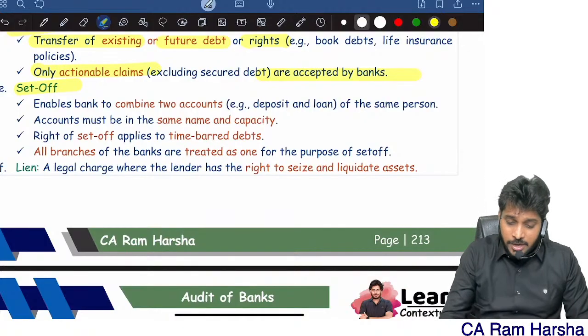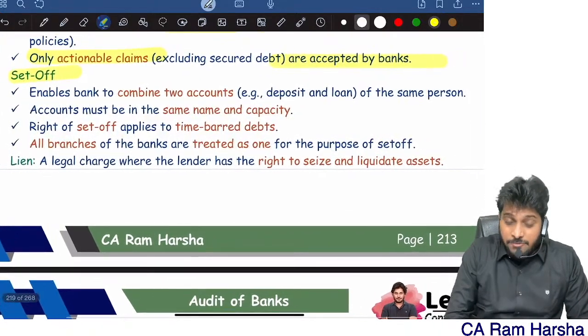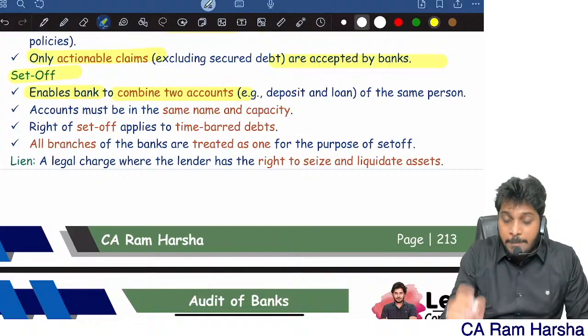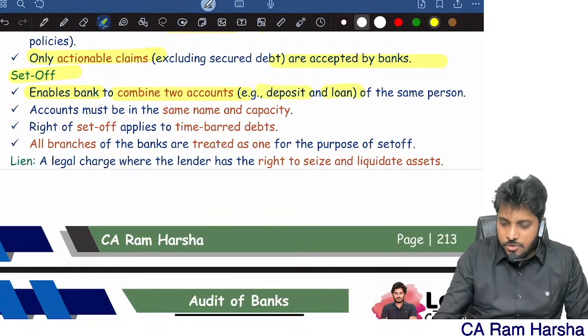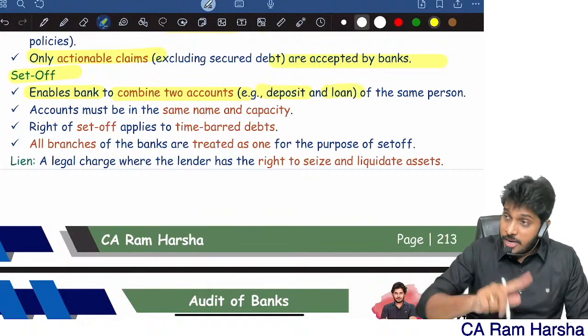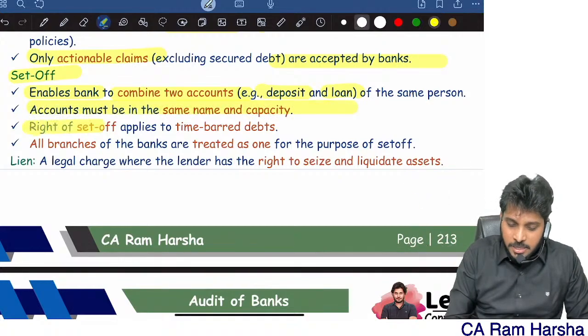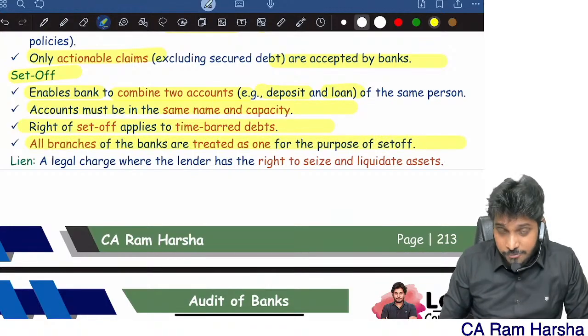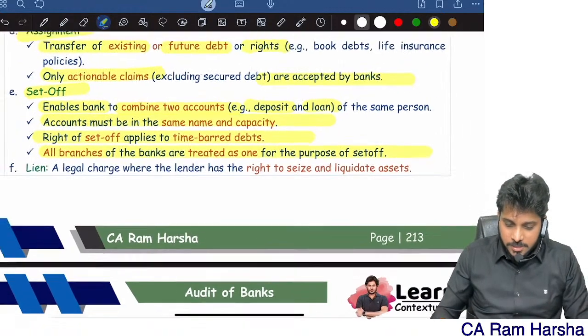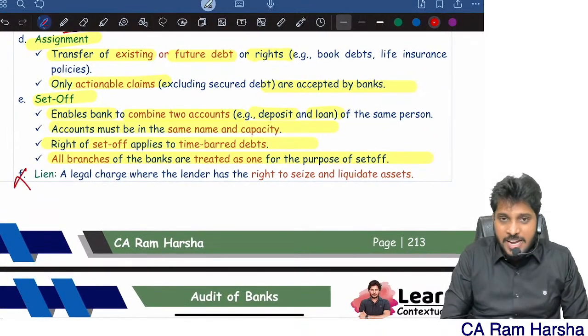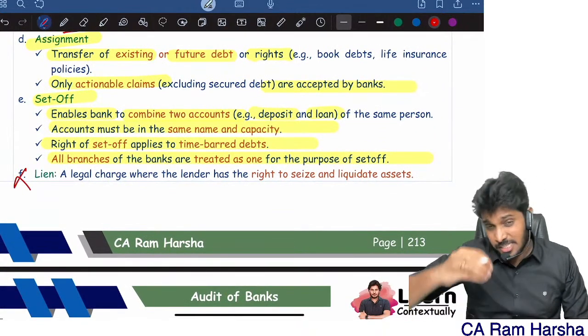But in the set off technique, it will enable the bank to combine two accounts, a deposit account and a loan account. I have a credit card which is a loan account. I also have an FD with the banker. So accounts must be in the same name and same capacity. Right of set off applies to time barred debts also. All branches will be treated as one for the purpose of set off. That's it. Lien is not at all a mode of creating security. I don't believe it. That's not correct at all.